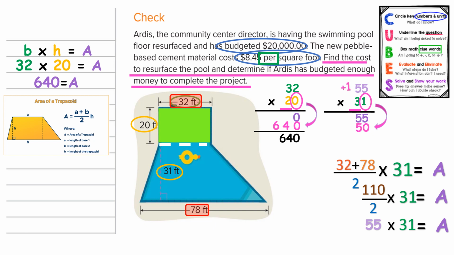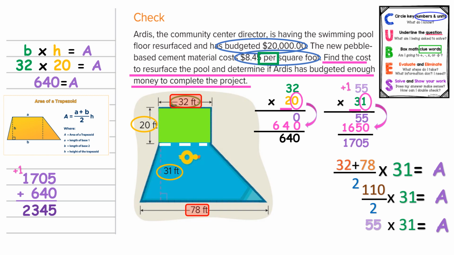3 times 5 is 15. Carry a 1. 3 times 5 is 15 plus 1 is 16. And when I add those together, I get 5, 10, carry the 1, 6 plus 1 is 7, and 1. So the area of the trapezoid is 1,705 square feet, and 640 square feet is going to be added to it for the rectangle. So I find out that my pool, when I do my addition, is 2,345 square feet.